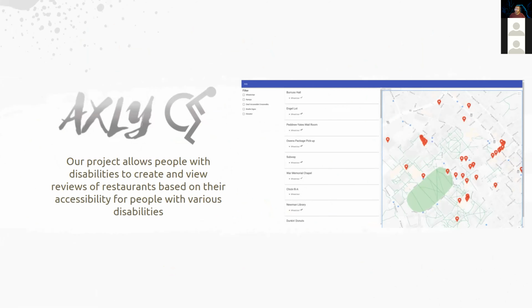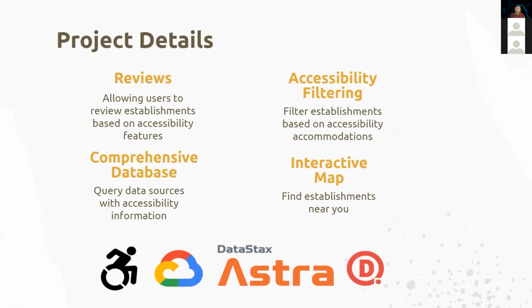So our project Axly allows people with disabilities to create and view reviews of restaurants based on their accessibility for people with various disabilities. You can filter based on certain disabilities, whether it's wheelchair accessible seating, deaf accessible crosswalks, braille signs, elevators, things like that. And we have a comprehensive database where we query data sources so we can have more accurate accessibility information for people to view. And we have an interactive map so people can find establishments near them.